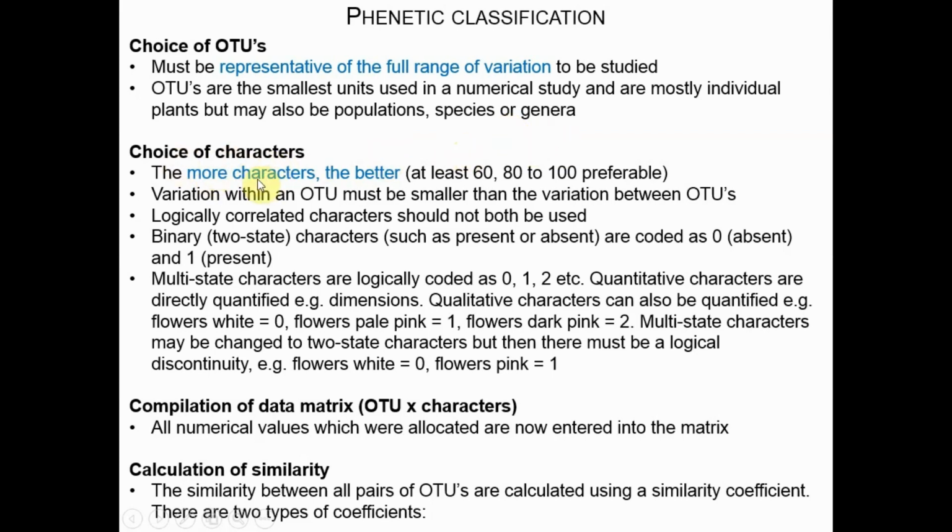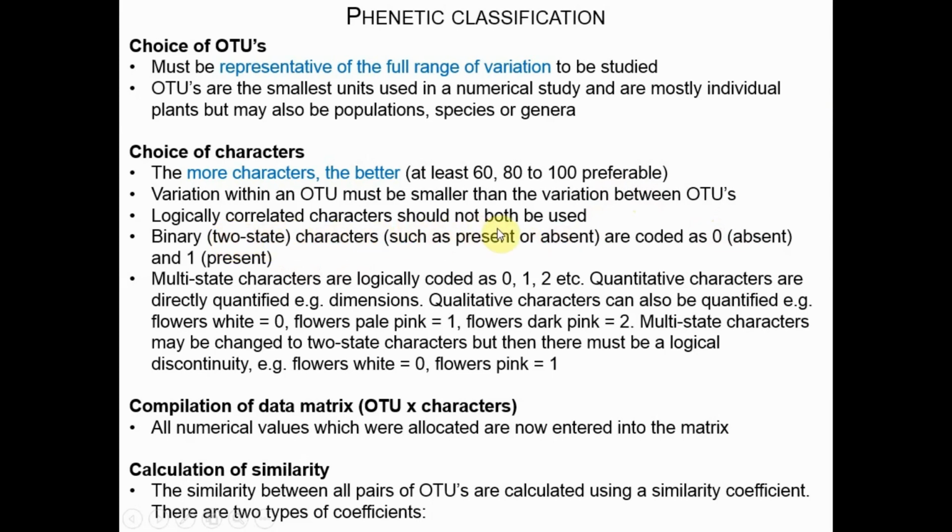So the choice of characters, the more characters the better. At least 60, 80 to 100 are preferable. Variation within an OTU must be smaller than the variation between OTUs. So remember, we said that we can't have too much variation within a species, or more variation within a species than between it and other species, because then it's not a good species. So the species need to be consistent in their characters, and to allow us to compare between them and other species.